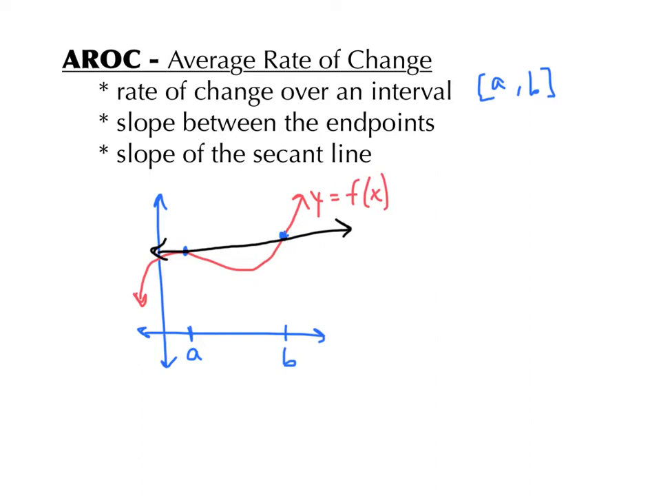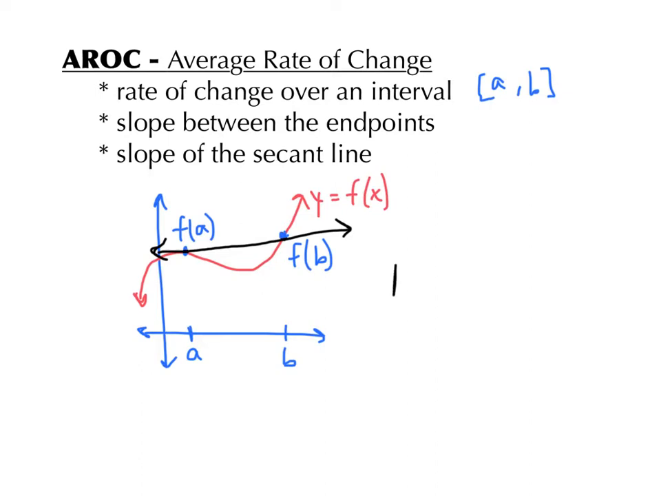And so what are the y values? What are the outputs for these given x's? Well, if this graph is f of x, and for this given A input, then this output would be f of A. And here, this output would be f of B. So let's think about how we find the slope of a line. The slope of a line is the change in y over the change in x.